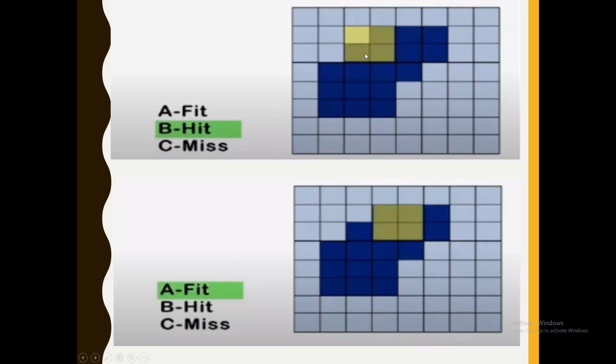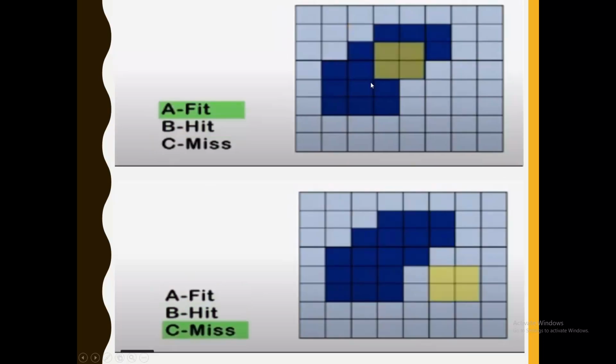Now next one is this one. Again there are 3 pixels which overlap with the structuring element. So this one is a hit. Now it perfectly matches. All the structuring element matches with the foreground. So it is a fit. Again it matches completely with the foreground, so fit. Now again it misses. There is no foreground pixel behind the structuring element, so it is a miss.